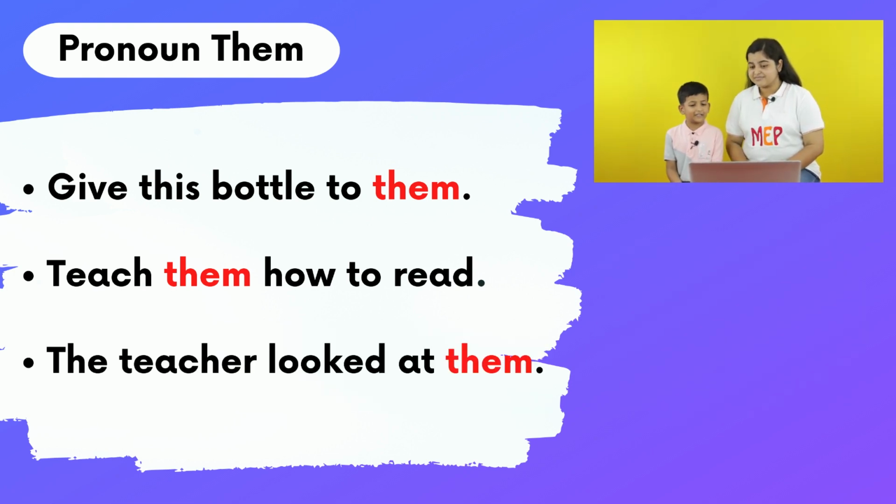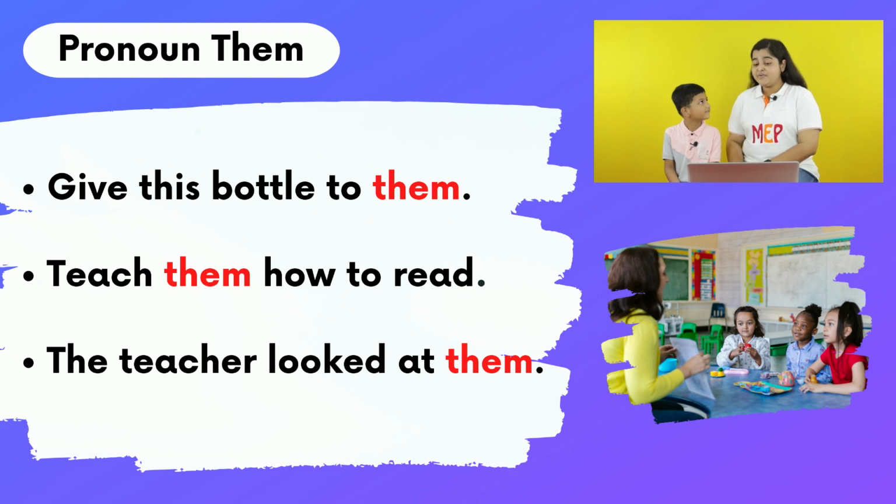So Rudy, read the third example. The teacher looked at them. Correct. So can you identify an object pronoun in this sentence? Them. Why? Because it's receiving the action. Absolutely right. And is the pronoun "them" used for first person, second person or third person? Third person. Right. Singular or plural? Plural. Very good, Rudy. So, I hope you're very clear about what the pronoun "them" is.